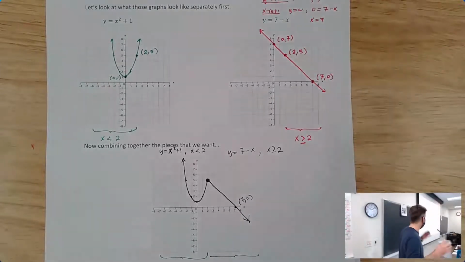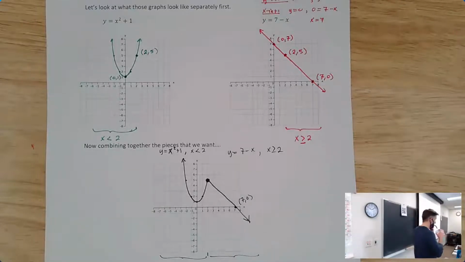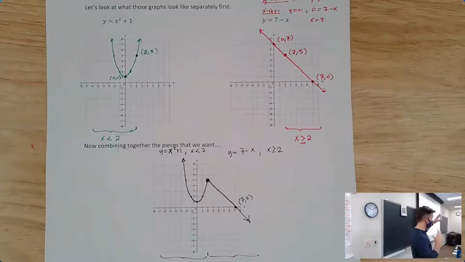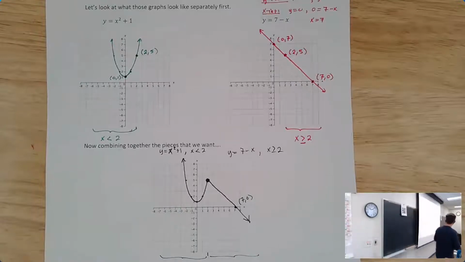Question? Yeah. So it's okay if we fill in the open circle? Yeah, if they match up like that, you totally should. But we're going to see in the next example that the line is going to get moved down a little bit, so they're not going to match up. So we're just going to have an open circle. Thank you. Where did the 5 come from?